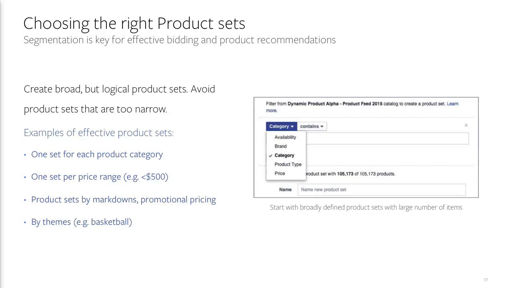Starting with a broad product set and then slowly refining it is one of the best ways in order to optimize your product catalogs. Make sure that you don't get too narrow. That's another thing that we see some people doing sometimes, creating too narrow product sets on products that get very low browsing behavior. That can limit your delivery and ultimately cause you to decrease your product catalog performance.